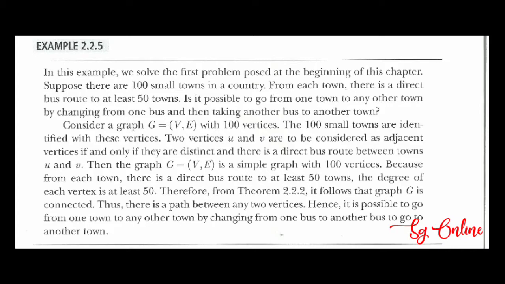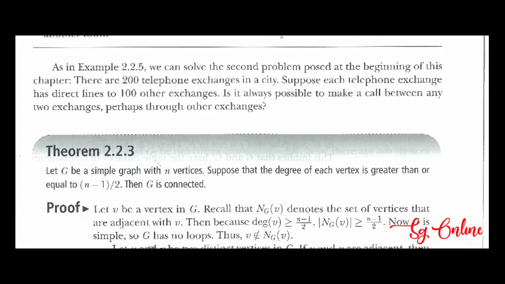Suppose there are 100 telephone exchanges in a city, and you want to connect them through wiring, and you don't have to think about from which exchange you have to make the wire connection to the other. You just make for every exchange just half of that, that is 50 other exchange direct connections, and the whole graph becomes connected. So in this way you can have some application of this simple result.